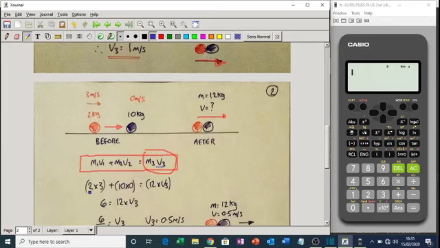So M1 V1, 2 times 3, plus 10 times 0. Obviously 10 times 0 is 0, so we can get rid of that. That object's got no momentum because it's got no velocity. So 2 times 3 is 6, equals 12 times V3. So 6 equals 12 times V3.